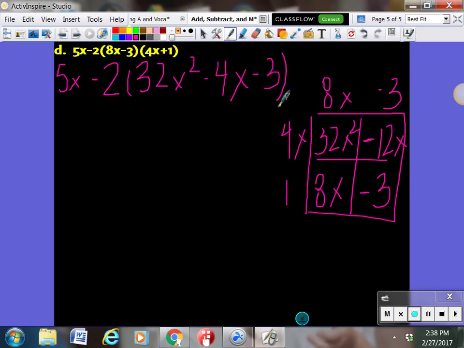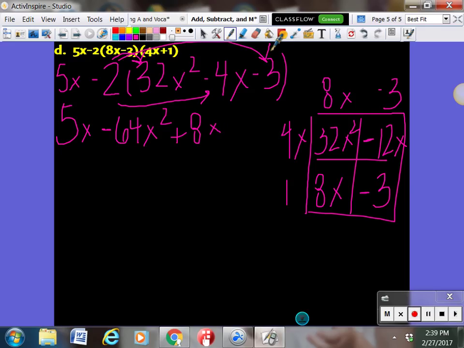After I multiply using the box, then I look to see what my number is outside my parentheses. Since it's negative 2, I'm going to have to distribute the negative 2 to everything that's in parentheses. Negative 2 times 32x squared is negative 64x squared. Negative 2 times negative 4x is going to be 8x. And then negative 2 times negative 3 is positive 6.